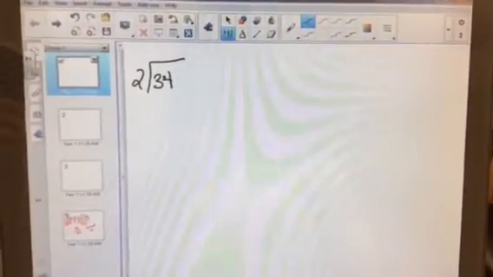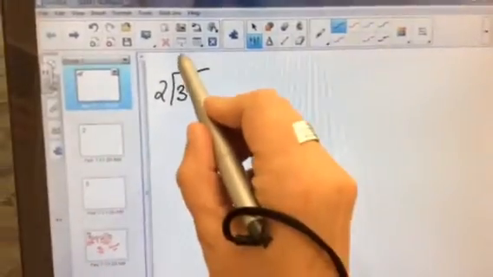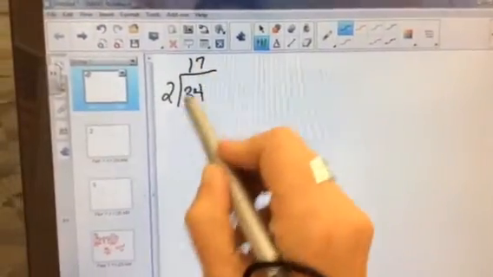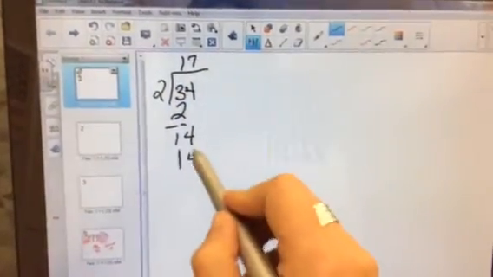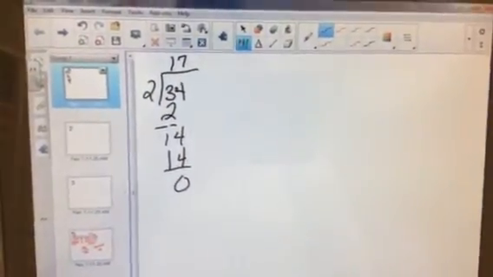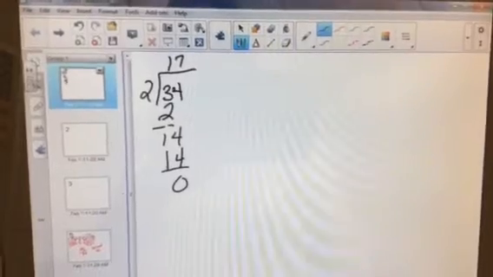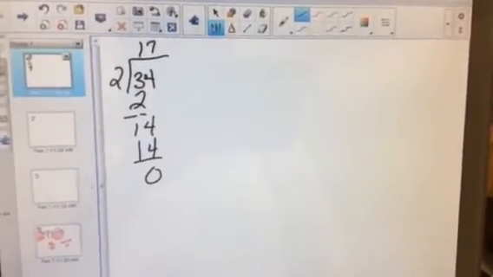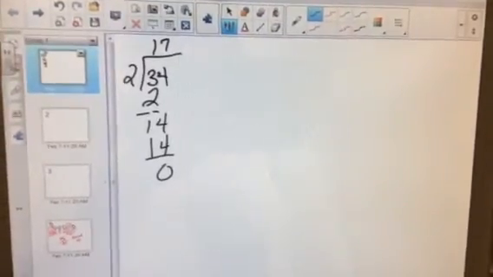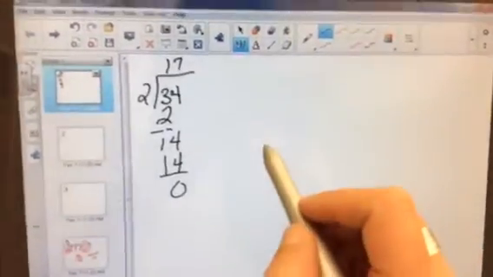So when we divide out 34 divided by 2, our quotient here is 17. 2 times 7 there is 14, and I have a remainder of 0. What we're going to work towards is finally getting that quotient to 0. So I have to continue to move over and take now my quotient, make it my dividend.